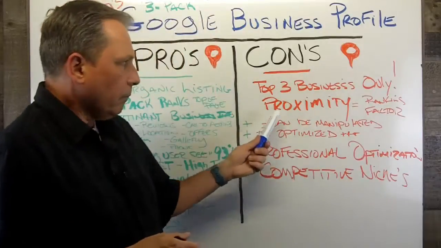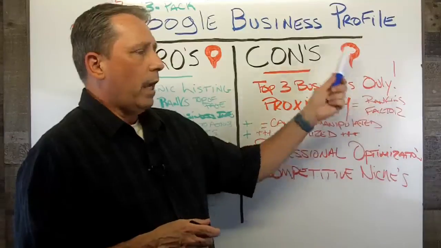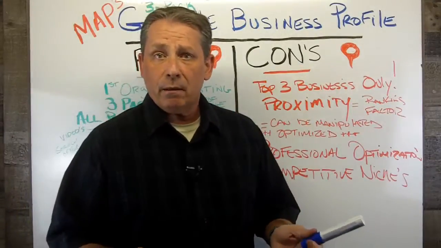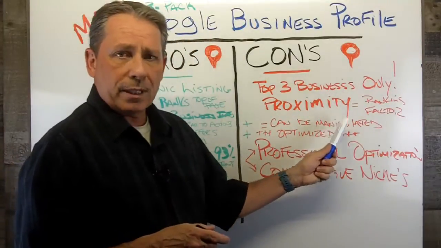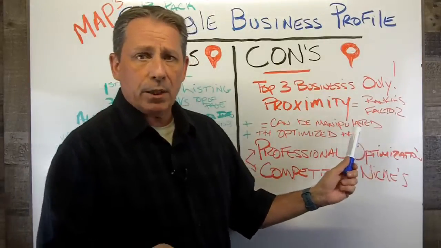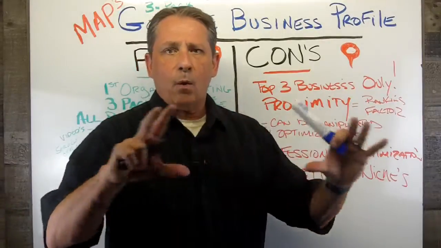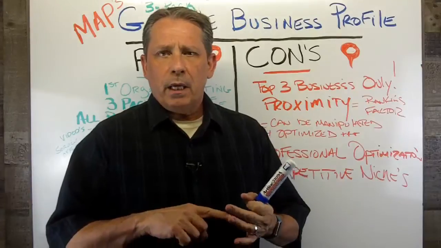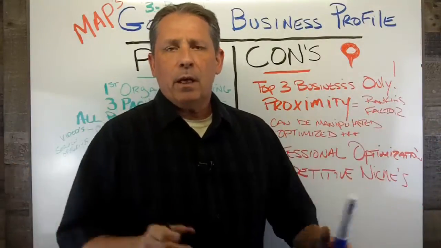However, that's just it. If you're not optimized, you're not going to show anywhere else in the city that you may be servicing. So this proximity can be manipulated or optimized. We like to call it optimization. And it can be optimized for you to spread out, to come up in that map pack either 1, 2, or 3, 5 miles out, 10 miles out, 20 miles out, 30 miles out.